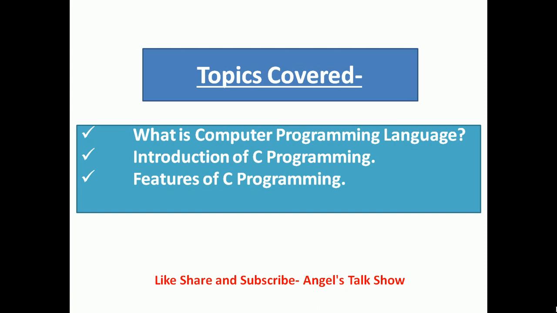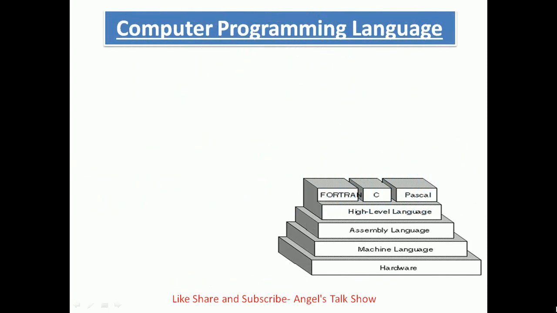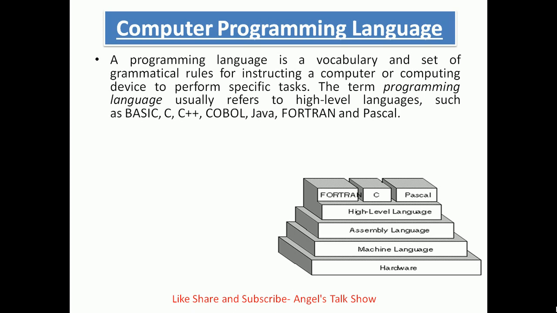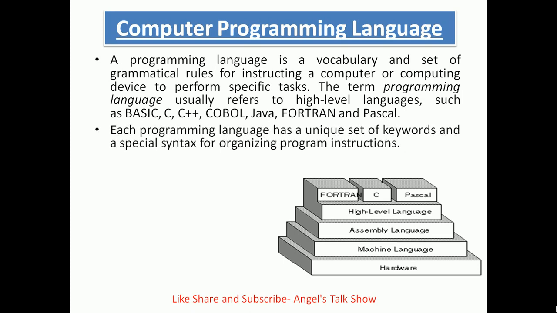So let's start this first video. In this video, I will tell you about computer programming language. A programming language is a vocabulary and set of grammatical rules for instructing a computer or computing device to perform a specific task. The term programming language usually refers to high-level languages such as BASIC, C, C++, COBOL, Java, Fortran, and Pascal. Each programming language has a unique set of keywords and a special syntax for organizing program instructions.